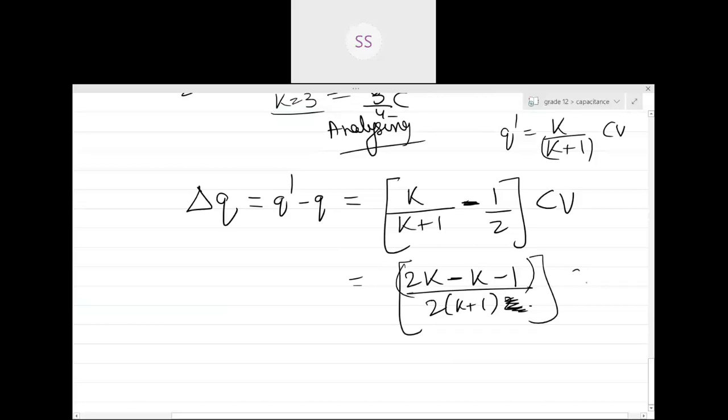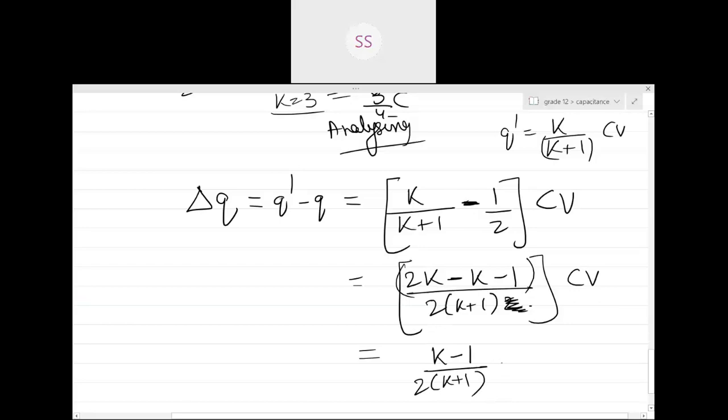So I just found it in terms of the original Q. Is that okay? Yes, you can put the original Q there, what is the problem? So twice of K minus 1. So this will be K minus 1 upon twice of K plus 1.